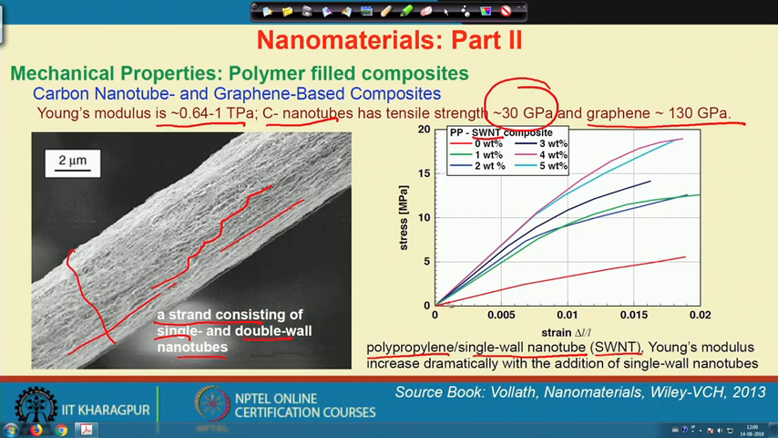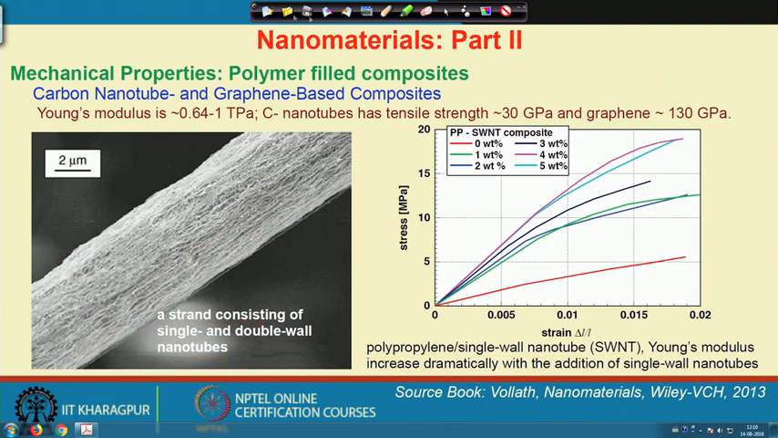So, this is a matrix without any reinforcement, whereas we keep on increasing 1%, 2%, 3%, 4% and 5%, and both the stiffness and the strength are improving. So, the use of a single wall nanotube can dramatically improve the Young's modulus and the strength of a polymer matrix to a very large extent.